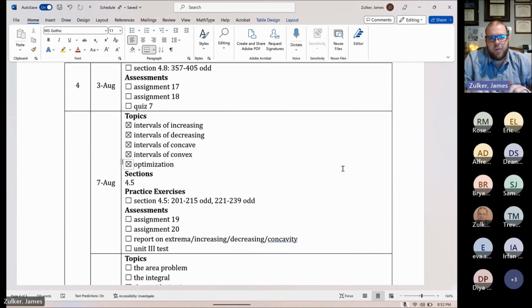So you have two math assignments that will be due on Wednesday. The report on shape of a graph, extrema, increasing, decreasing, and concavity. Let me double check. I think I have that set to be due tomorrow, 11:59. And then your third unit test is due before the start of class on Wednesday.